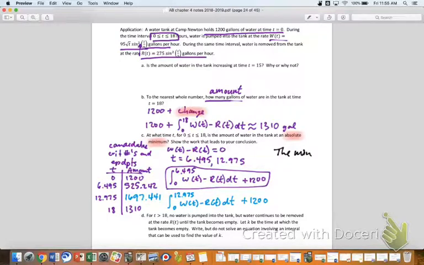So we're going to say the minimum happens at t equals 6.495 hours or whatever. It doesn't make us put units here, but whatever. Okay. What do you think?